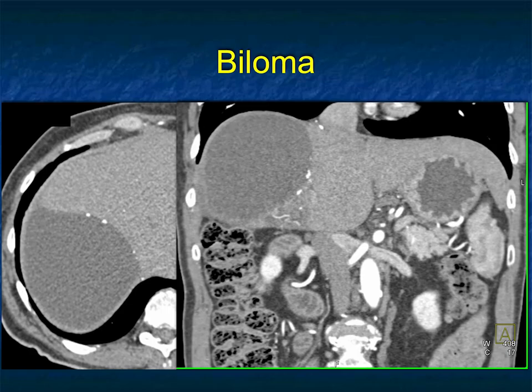Now, things that look like simple cysts: biliomas. Here it's easy because you can see the surgical clips. Biliomas are not uncommon in patients with hepatic surgery. You can have biliomas or seromas in patients who've had trauma as well.